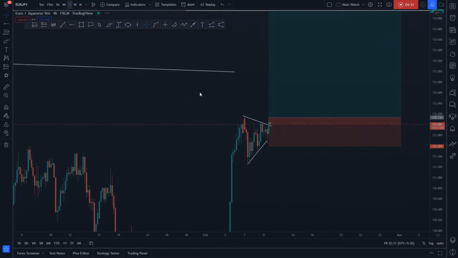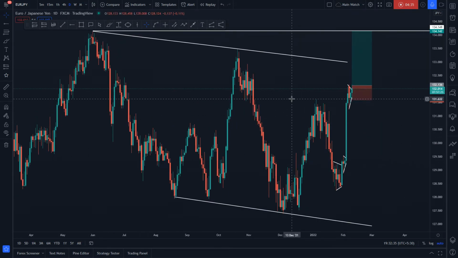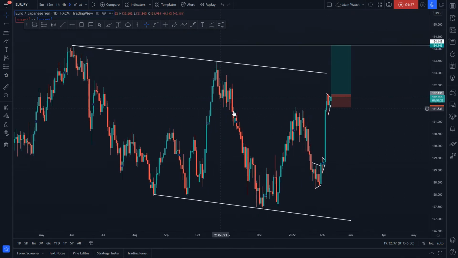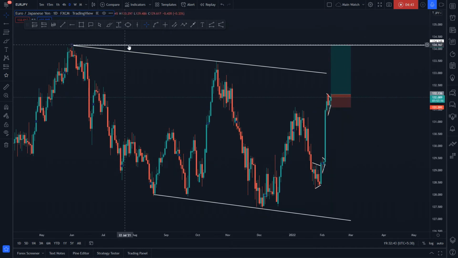I'm not attached to the result, I'm just attached to the right process. Because this level behaved very well previously on the basis of structure, there's a higher possibility that, because the price moved up impulsively and is forming a correction, it can move up to that level. So this is my target.